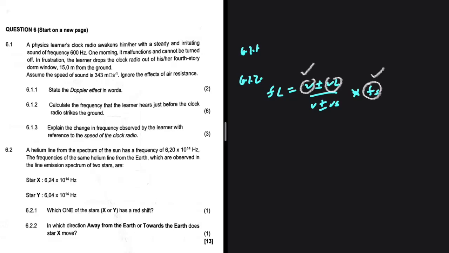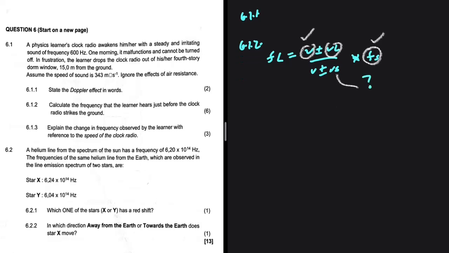I think what we need is the velocity of the source. We want the velocity of the clock before or just as it strikes the ground. Let's gather our information and see which equation we need to use. We have the displacement, which is 15 meters. We have our acceleration, obviously, 9.8. We have VI, which is equal to 0, because the learner dropped the clock. And what else do we have? I think that is all we need. We are looking for VF.